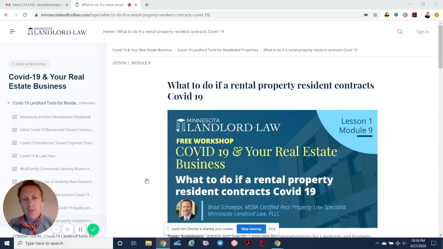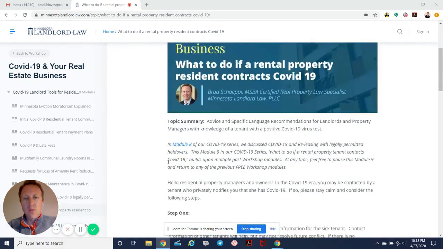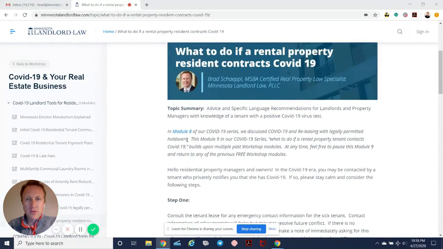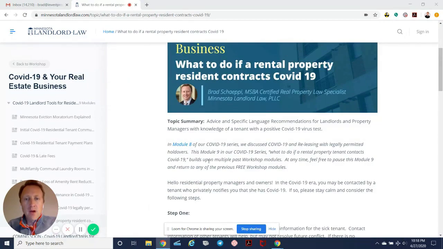And this is our free workshop of COVID-19 in your real estate business, lesson 1 of which has to do with residential property in the COVID-19 era. We're now at module 9, which is titled What to Do if a Rental Property Resident Contracts COVID-19. We've broken this module down into a 4-part series, and I'll walk through it together with you today.